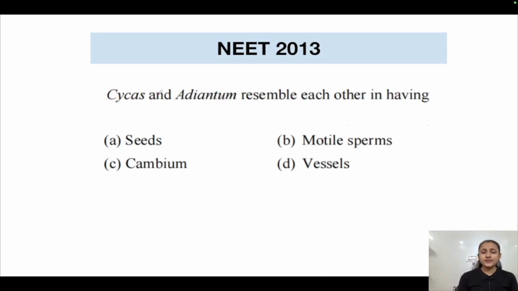Okay. Now let us look at this question. Cycas and Adiantum resemble each other in having. What do Cycas and Adiantum resemble each other? What structure or what feature do they have among these 4 options, which both of these have? Now Cycas is a gymnosperm and Adiantum is a pteridophyte. It is also known as maidenhair fern. Okay. Now let us look at the options.